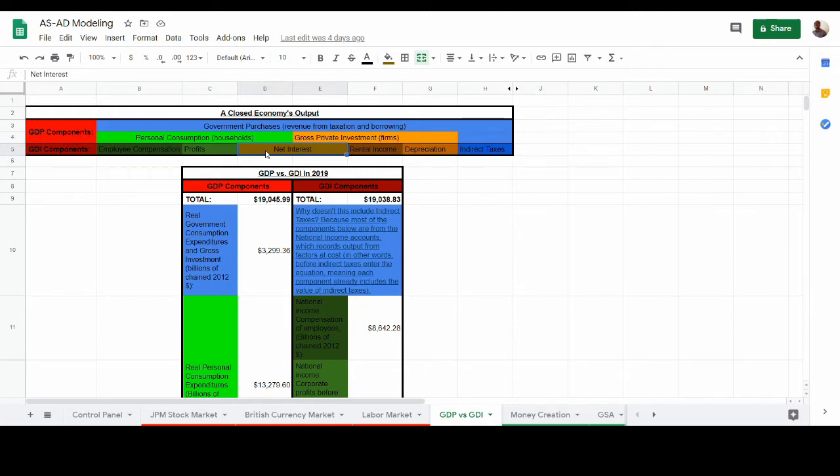Net interest, which should effectively capture interest payments flowing in the economy. Rental income, so any income generated from the renting of capital sources or capital resources, things along those lines, and depreciation, which is the deterioration of the value of capital assets over time through the use of those capital assets.